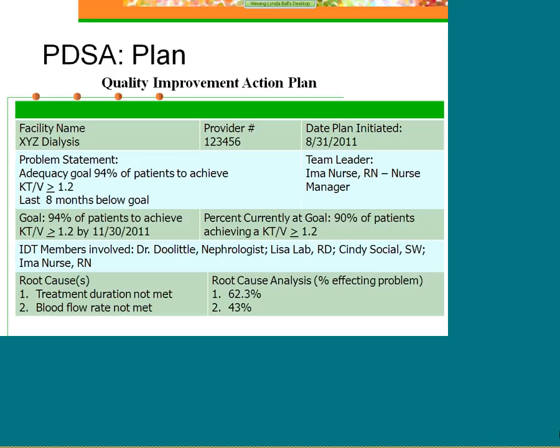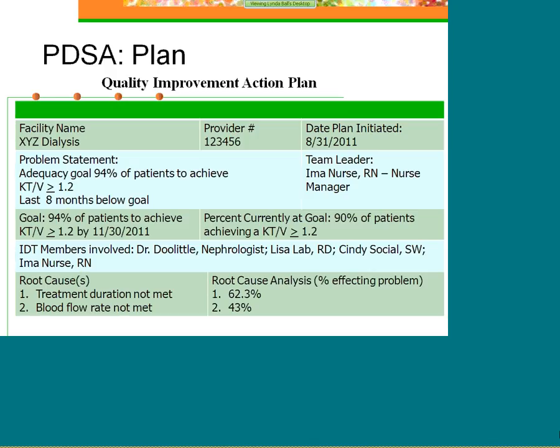And so team leader, I'm a nurse. So she's the one that's going to be responsible for making sure that they're working towards reaching that goal. So the goal is that 94% of patients will achieve the Kt/V of 1.2 by November the 30th. Now, this plan was initiated on August 31st, so we're looking at a very short time period. We're looking at 3 months. And the percent currently at goal is 90%. So what they need to do is move this process from 90% to 94% in 3 months.